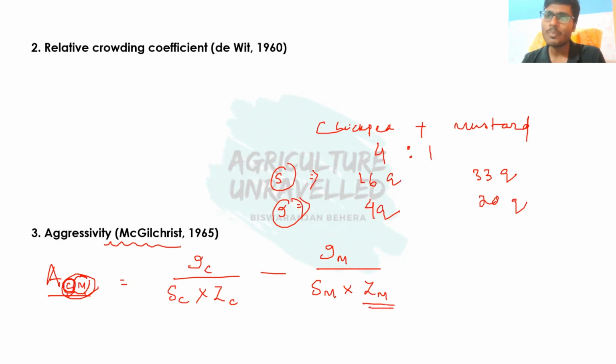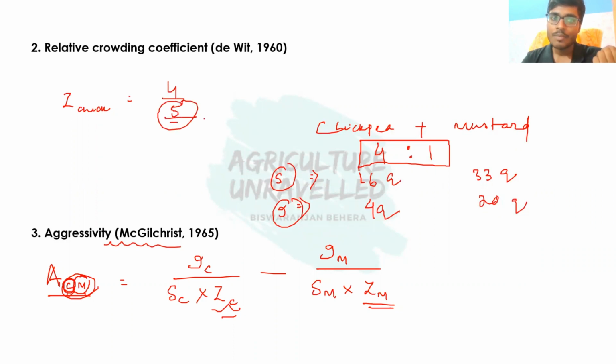So now what is this proportion? We have to give special attention to this proportion. Here it is written that the sowing ratio or the row ratio of chickpea and mustard is 4:1. So when we calculate the proportion of chickpea, it will be 4 divided by 5. Why? Because here the total ratio, meaning the total amount, is 5.